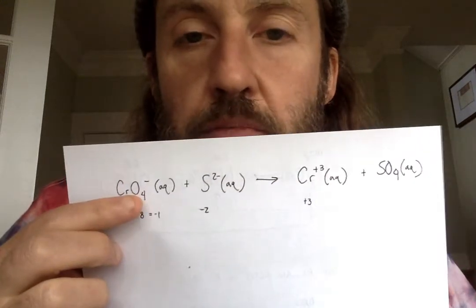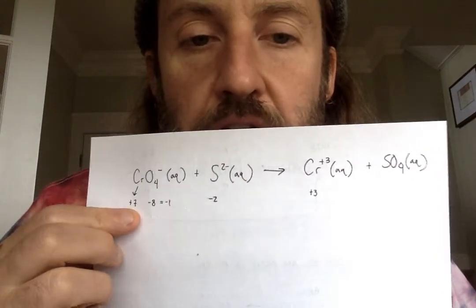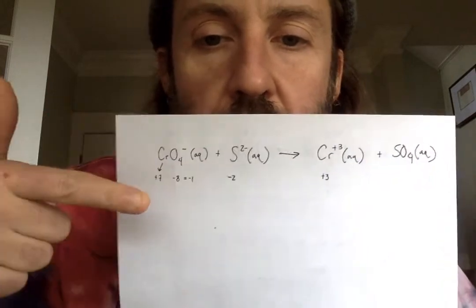So, oxygen, you got 4 times -2, so that's going to be -8. And then it's a -1 overall, so you figure out the chromium is a +7. And then the sulfide ion, it's just a -2. And then the chromium 3 ion is going to be a +3, so chromium is reduced. It goes down. See, when it's in this polyatomic, it's a +7 oxidation state. Here, it's a +3, so it's been reduced.